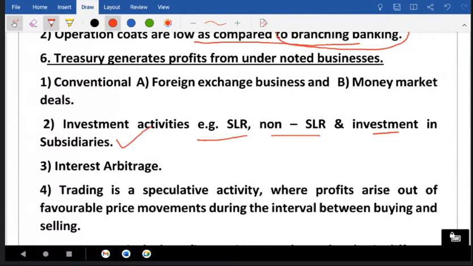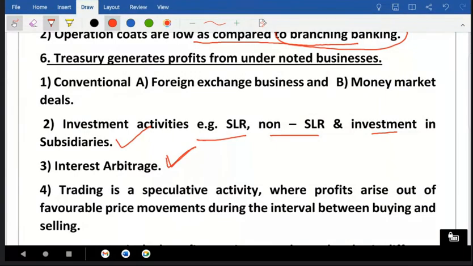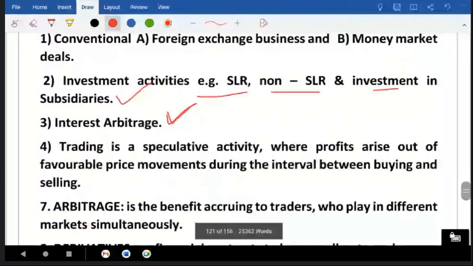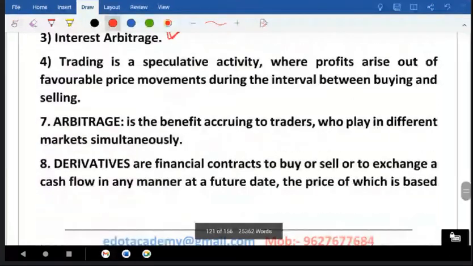Okay, interest arbitrage and trading is a speculative activity where profit arises out of favorable price movement during the interval between buying and selling. So they can do trading also with the change in interest. Okay. Now what is arbitrage? We have used it here, no, interest arbitrage.